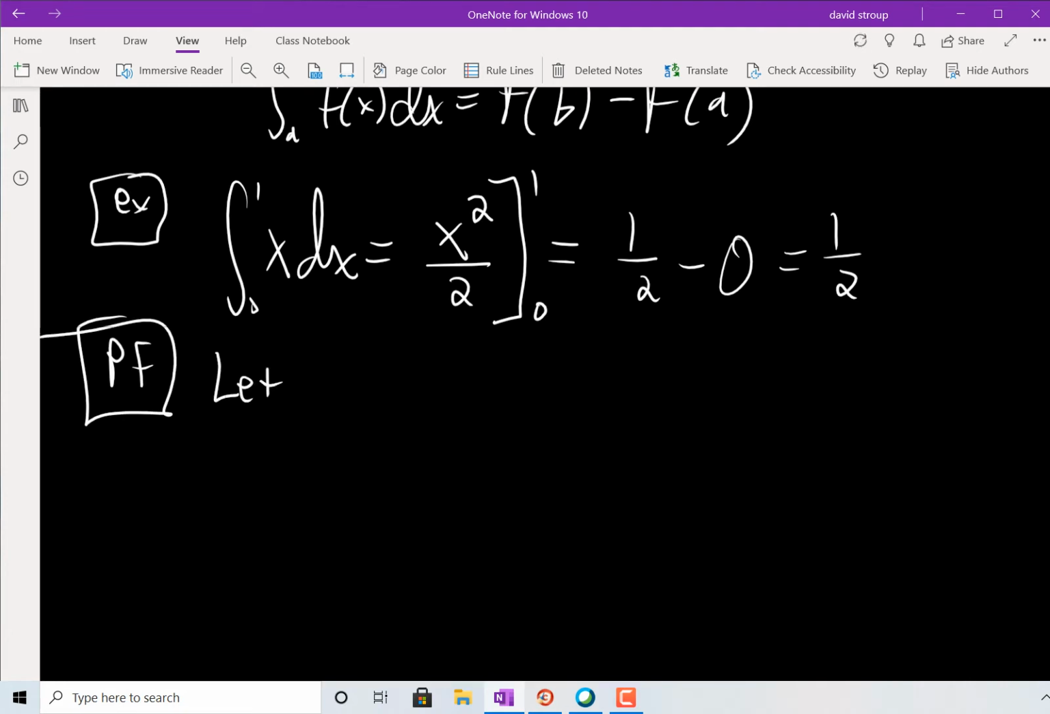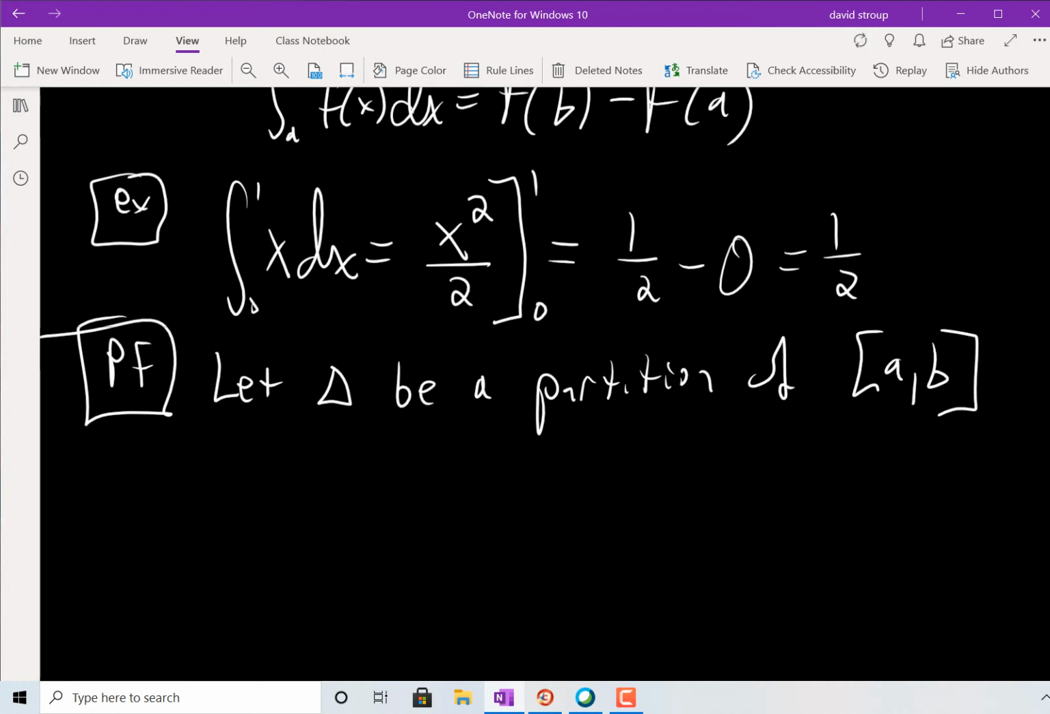Let delta be a partition of our interval from a to b, designated by, as before, a equals x sub 0 less than x sub 1 less than x sub 2, all the way less than x sub n minus 1 less than x sub n, which equals b. And then make the following observation.